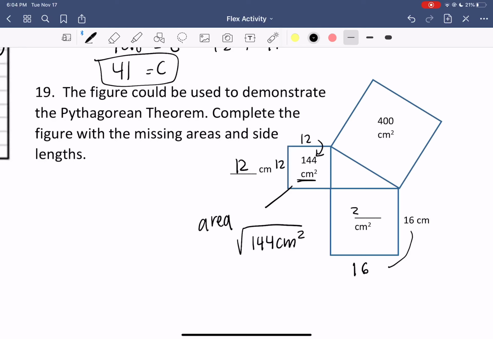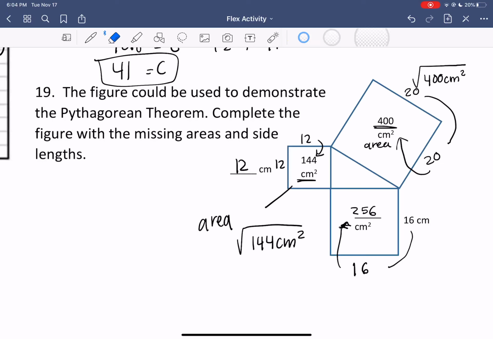We get 256 centimeters squared. So here, 16 times 16. And the last one, we have 400 centimeters squared. So again, this is the area, but we're asking for the side length of one side. So we have to take 400 centimeters squared and unsquare it by taking the square root, which will give us that each side length is 20, because 20 times 20 gives us 400 centimeters squared.